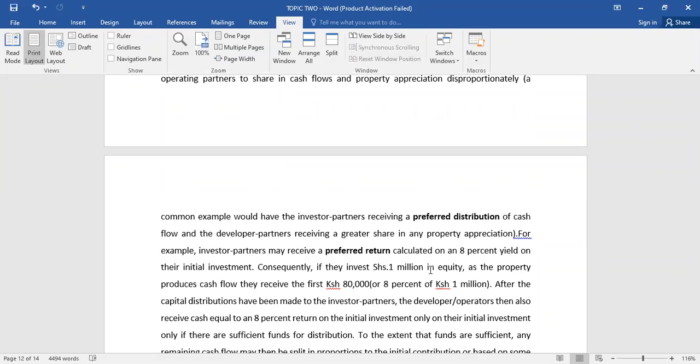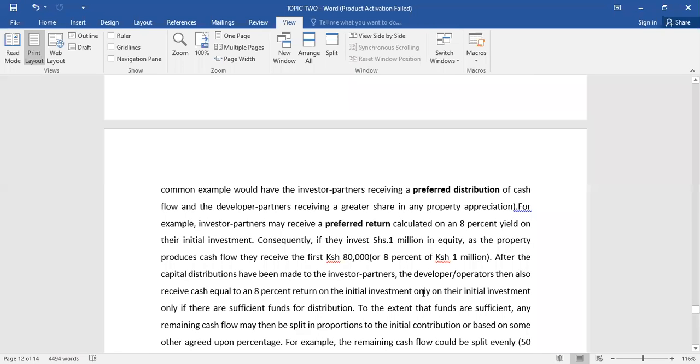Which will give us the 80,000. That is what they are expected to receive from the word go. So after the capital distribution has been made to the investor partners, the developer, who is the operator, will also receive cash equal to the 8% of the initial investment, only for the initial investment. You can recall when I was talking of, I've given 3 million, another guy has given 3 million. So initially we are going to share the same rate, but subsequently, because my investment is going, this will change.